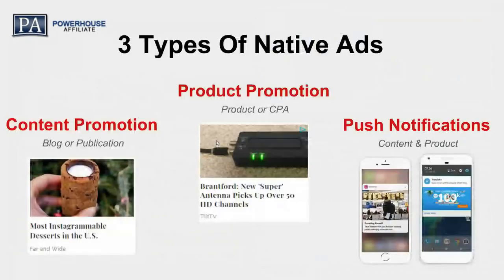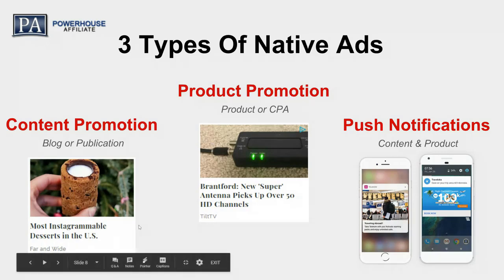Here's 3 types of native ads. So you're going to see something that's more related to content promotion. So this is if you had an authority style site like Joey's building with Day Job Hacks, you had some great blog content, and you want to get some more traffic to your blog for building up your funnel. So you could easily go to any one of the native providers and you could set up an ad like this. So as you can see here, most Instagrammable desserts in the US. That's obviously different than what Joey would be promoting. However, he could easily get some traffic from this type of content.